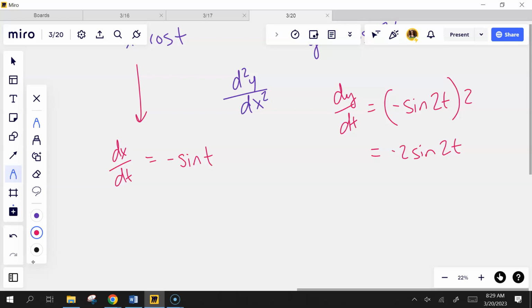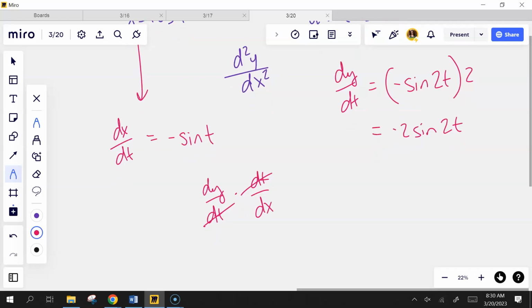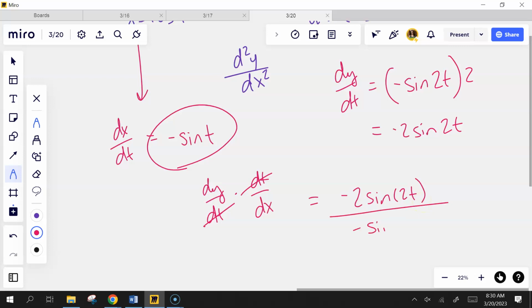All right, so now if I do dy/dt times dt/dx, it should leave me with dy/dx, right? So I'm going to flip this one. So I'm going to say this is negative 2 sine of 2t divided by negative sine t.